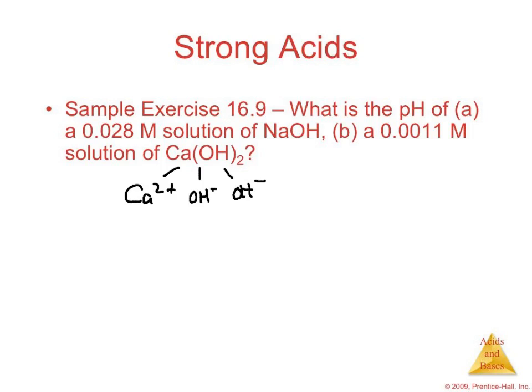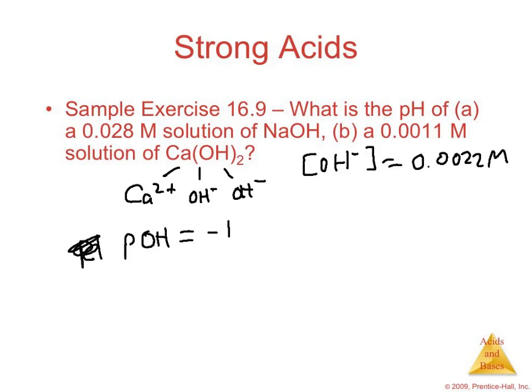So we've got two OH minuses here, which means if we start out with a 0.0011 molar solution of the whole thing, calcium hydroxide, there's going to be twice the concentration of OH minus, because once it splits apart, you have 2 times as many OH minuses as you did of the original molecule. So for your overall concentration of OH minus, you have to multiply this 0.0011 by 2. So 0.0022 molar is now your concentration of OH minus, and that's the one place you have to be careful on this one. Then you're basically doing the same thing as you did before.